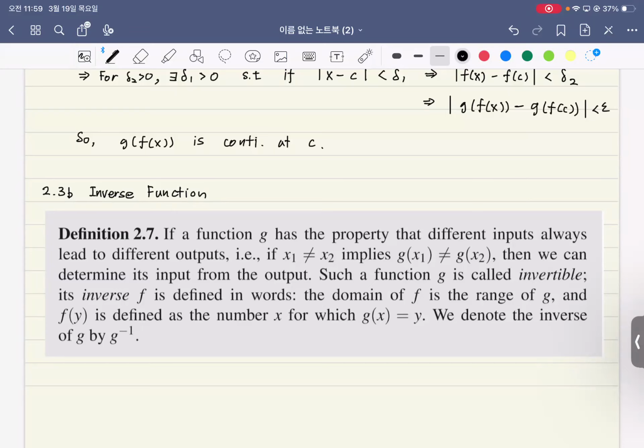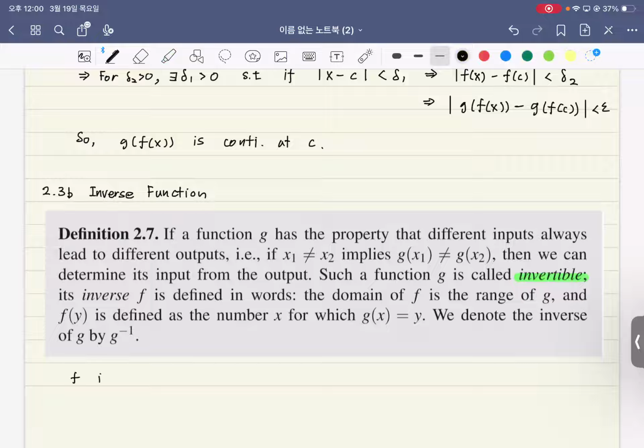This is the meaning of the definition. If a function has the property that different inputs always lead to different outputs, that means looking at the function values, you can recover the element from the domain. So such a function is called an invertible function. And the inverse of f is defined in words. Well, but I don't like using words. So this is our definition.